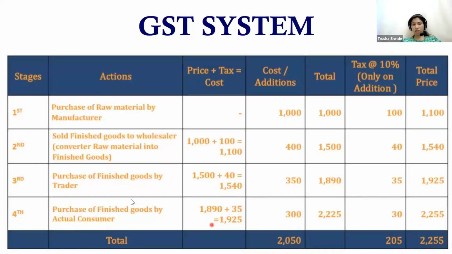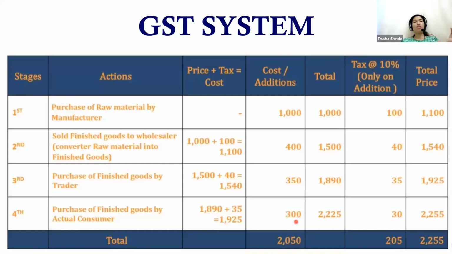Coming to the fourth stage, when the consumer ultimately buys the product from the one who is selling, that is the retailer, the cost of that particular product for him is 1,925, including the taxes. Now that particular retailer is in a position to get that profit or additions, whatever cost he's going to incur, we don't know, so let's say it is 300.